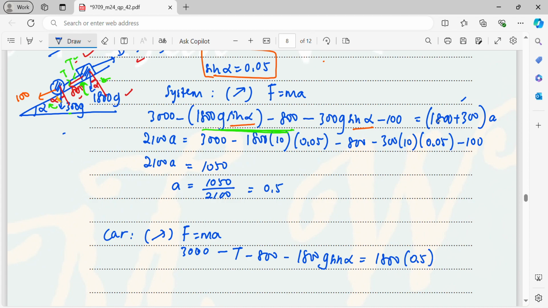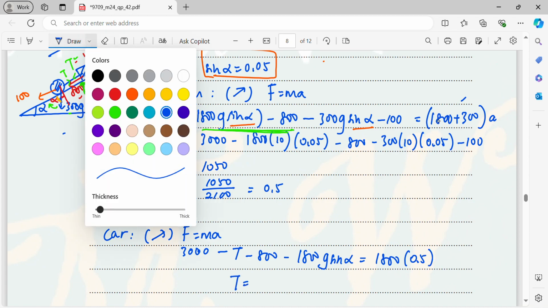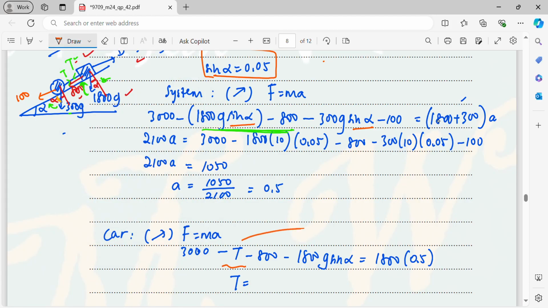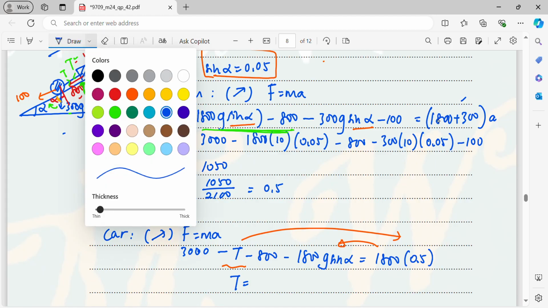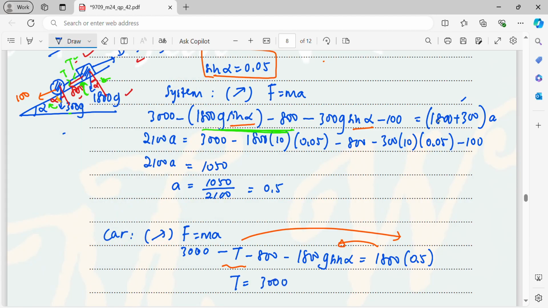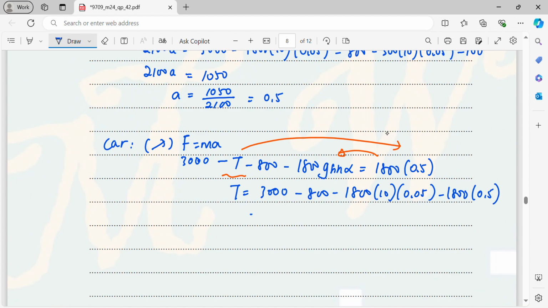Then from here, to find the T, because it's negative, I will move this minus T to the right side, and the 1800 times 0.5 will be moved to the other side. So then from here, I will get 3000 minus 800 minus 1800 times 10 times sine alpha, which is 0.05, then minus 1800 times 0.5. When you calculate all the values on the right side, that is going to be 400. So that is the tension.